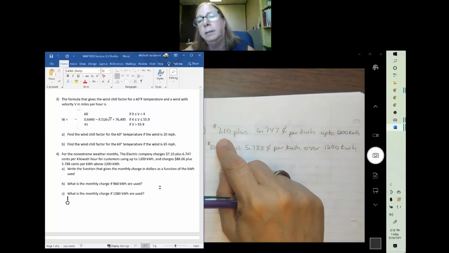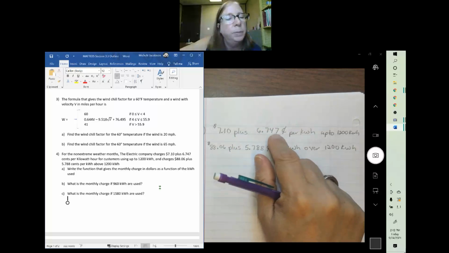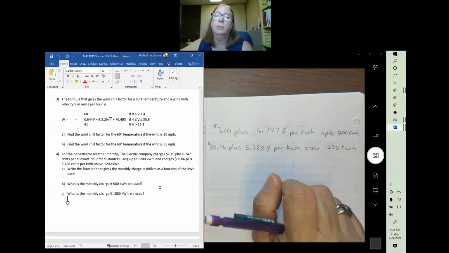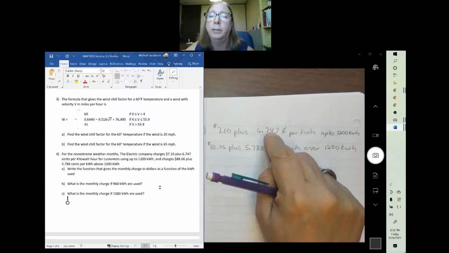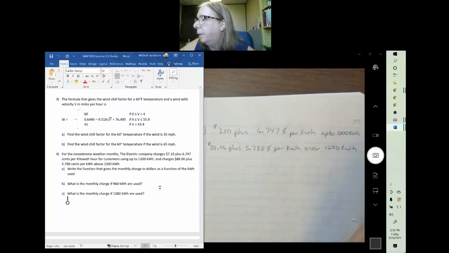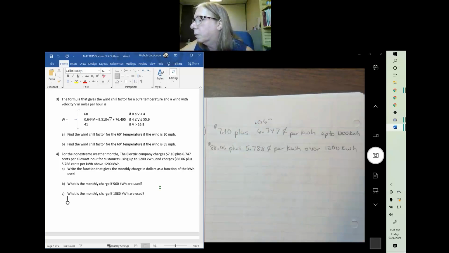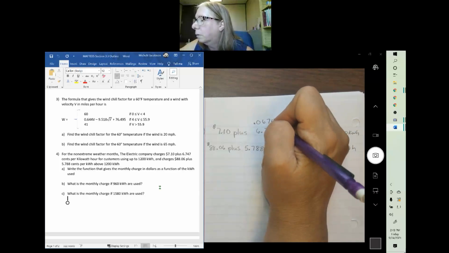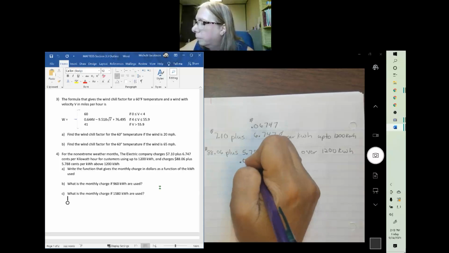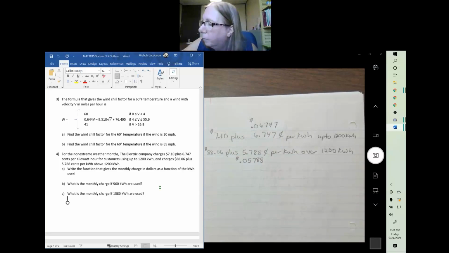So it's $7.10 plus 6.747. This is in cents. And the first part of the question says write a function that gives the monthly charge in dollars. So I'm going to change this to dollars first, both of these. 100 pennies is $1, so you just divide by 100 or move your decimal over 2. That way they're all in dollars.